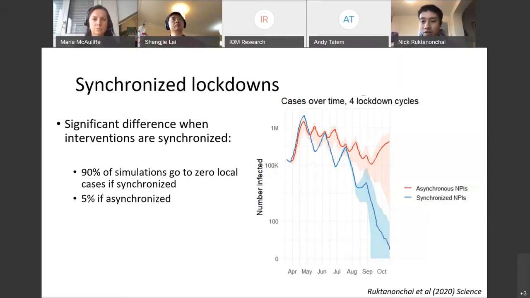On the right, you can see the cases across Europe over time in blue if the lockdowns are synchronized, and then in red if they're not synchronized. Importantly, if they are coordinated, if they're synchronized, 90% of our simulations went to zero community transmission by the end of the simulation, whereas only 5% of simulations went to that case if the lockdowns are asynchronized.